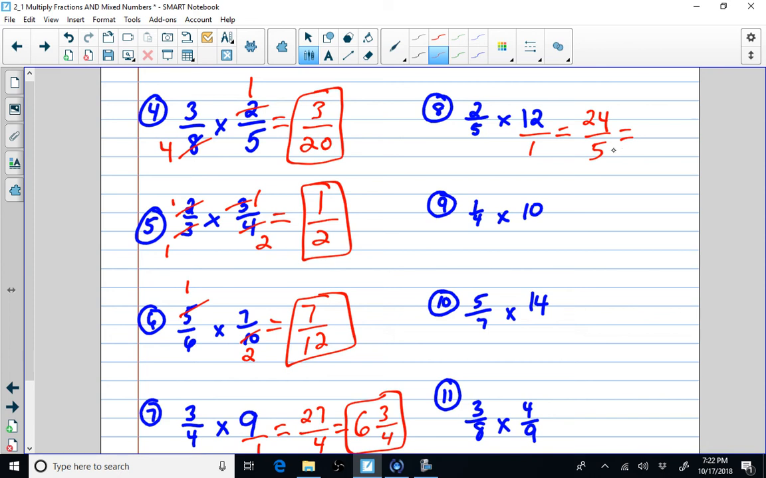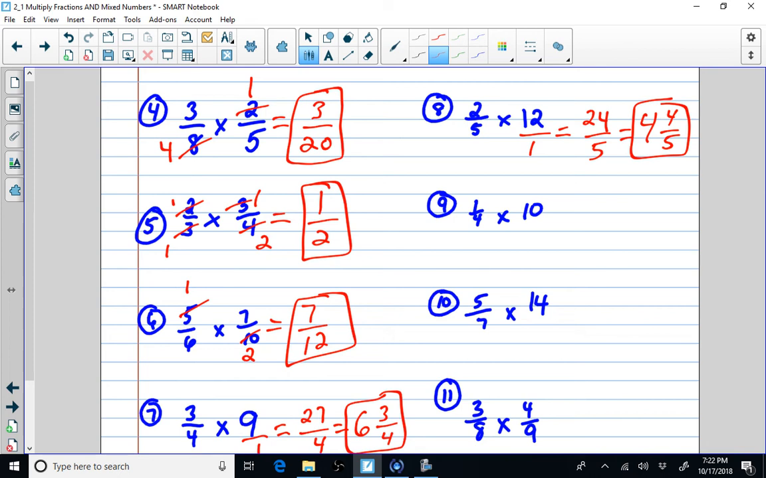as a mixed number. So I divide 5 into 24. 5 goes into 24 4 times with 4 left over. And I write that over my denominator of 5. So we're saying 4 and 4/5 is the same as 24 over 5.